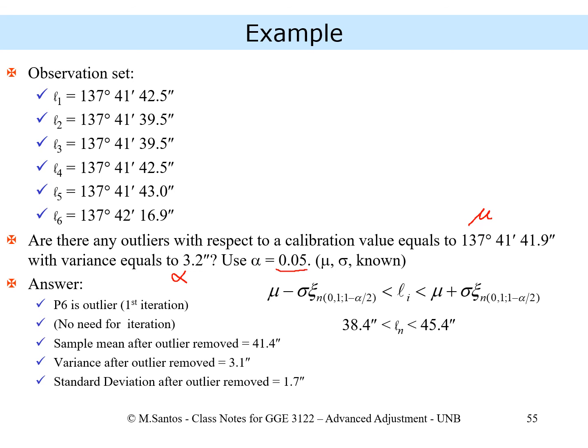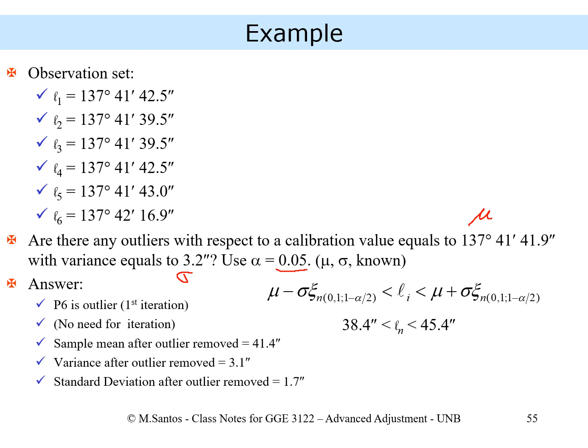Significance level equals 0.05, so 5%. So we are dealing with the situation when both mu and sigma are given. Sorry, this is not alpha here, I apologize, this is sigma. We're dealing with a situation when mu and sigma are given.